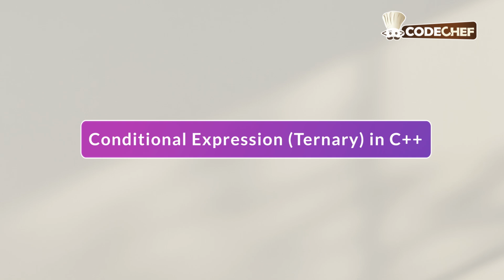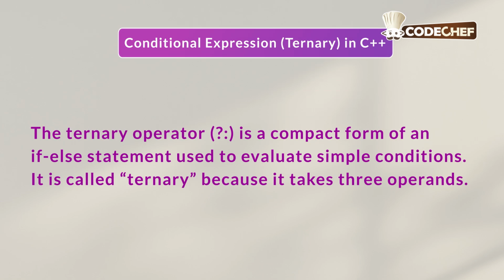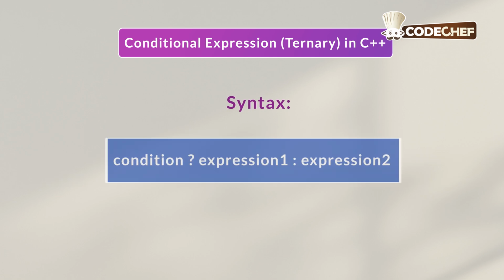Conditional expression, ternary, in C++. The ternary operator, denoted by a question mark and colon, is a compact form of an if-else statement used to evaluate simple conditions. It is called ternary because it takes three operands. Let's have a look at the syntax: condition ? expression 1 : expression 2.